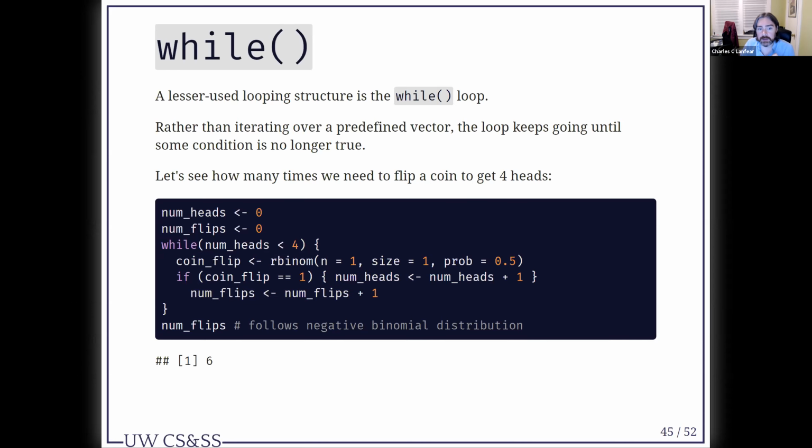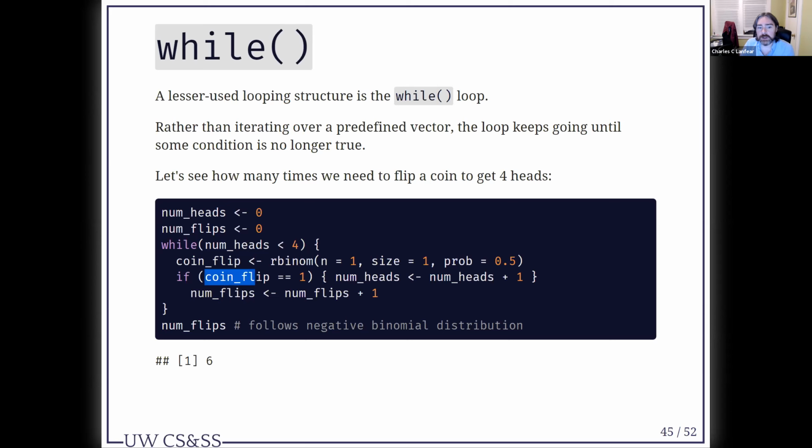This code says a single coin flip is going to be equal to a random draw from a binomial distribution, 1 draw, a single coin flip, a coin flip being any probability 0.5 random draw. It's going to produce either a 1 or a 0. 1 is heads, tails is 0.